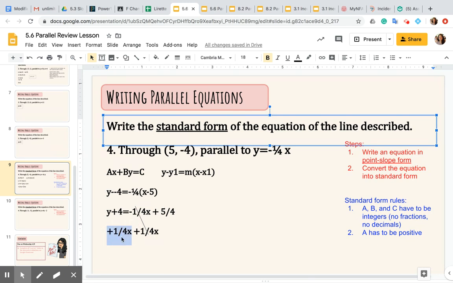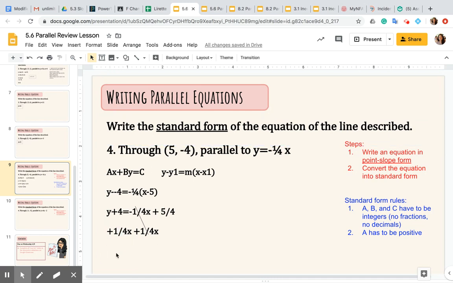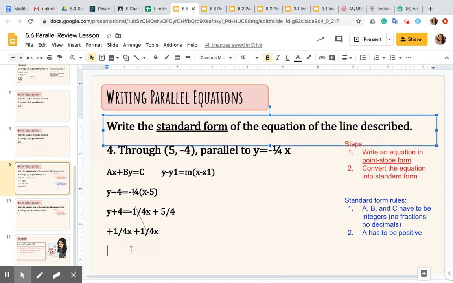Now this term cannot be combined with the y. They don't have the same variable. They're not like terms. It cannot be combined with the 4. The 4 doesn't have an x, so all I can do is just write everything next to each other. So I've got a 1/4 x, I've got a positive y, and I have a positive 4. Here's what I still have on the right. I have a 5/4. That's all. That's still there. I haven't taken care of that yet. That's what I'm going to do in my next step.